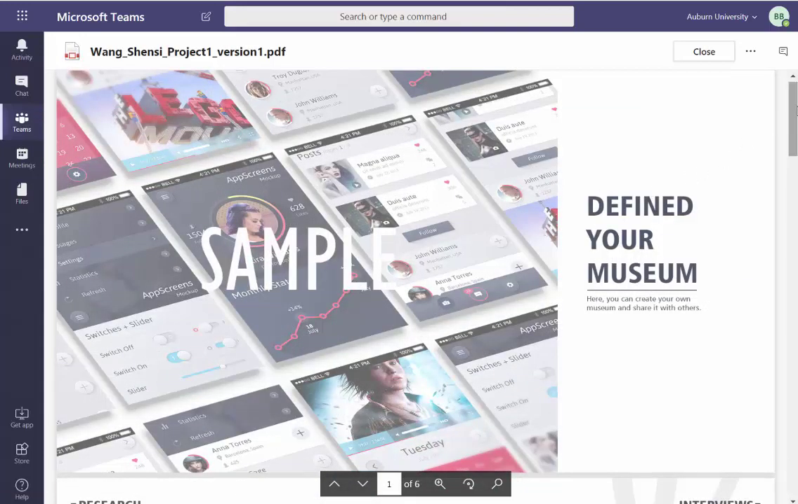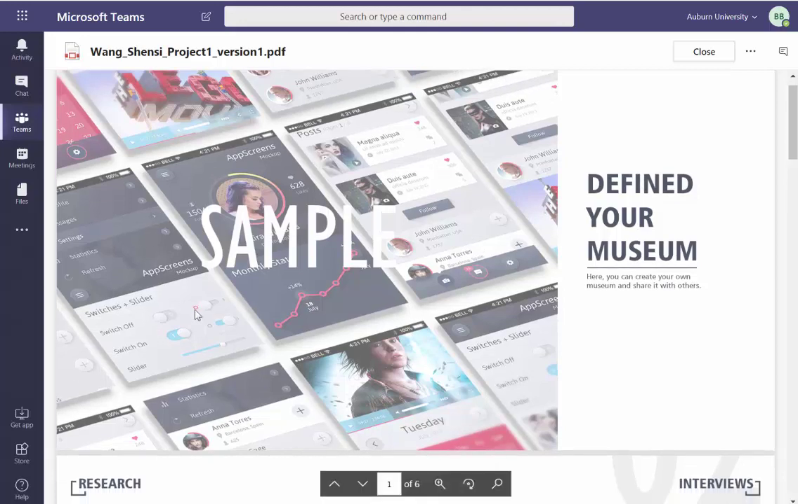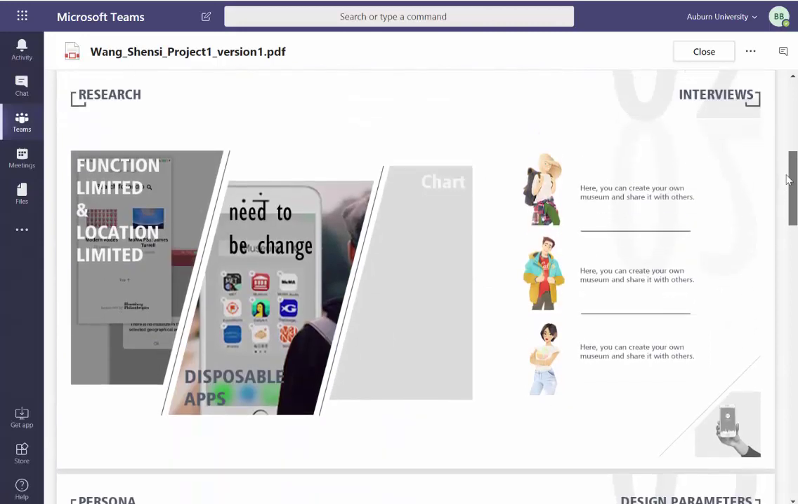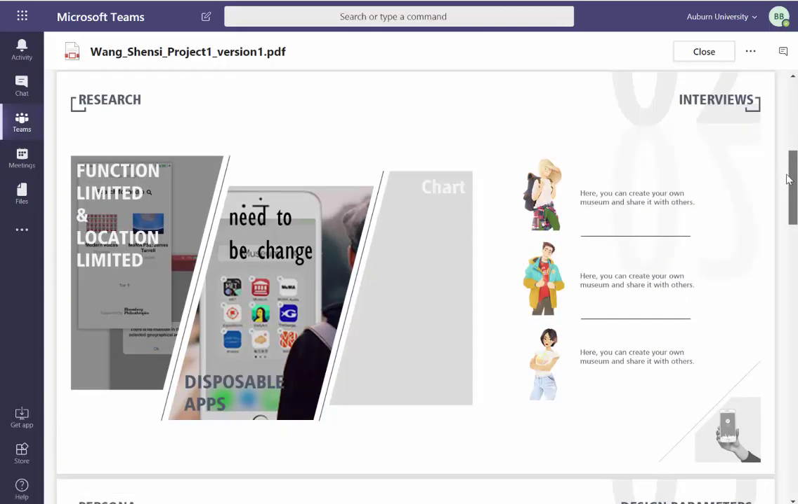Yes, Miss Shinsei. I don't know what we're talking about. If this is the sample, then we're talking about an app, and you're talking about a museum. Is this a museum project? Because I don't really see a museum in that so far. Needs to be changed. Okay.